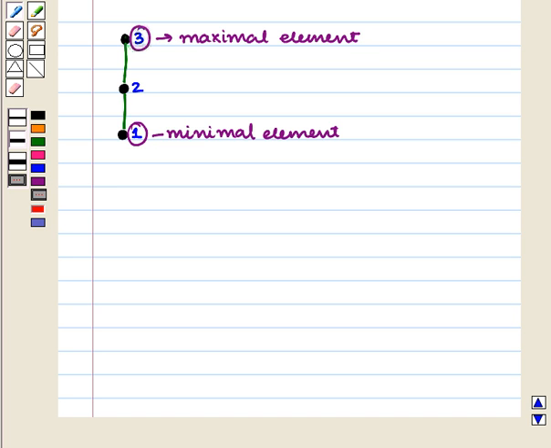So in this session, we have discussed partial order. This completes our session. Hope you enjoyed this session.